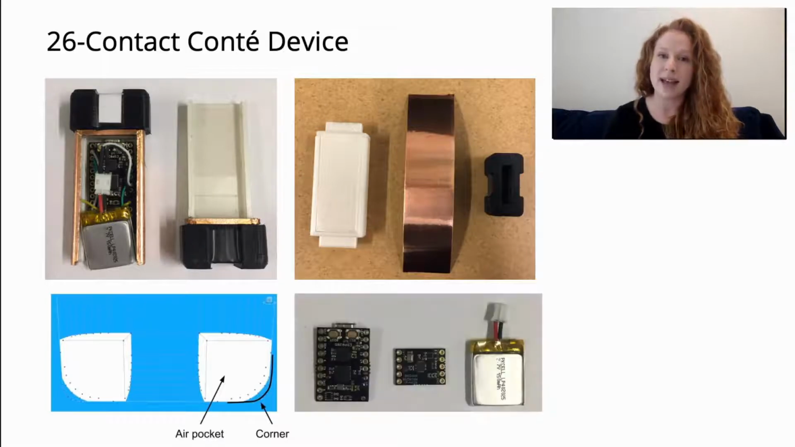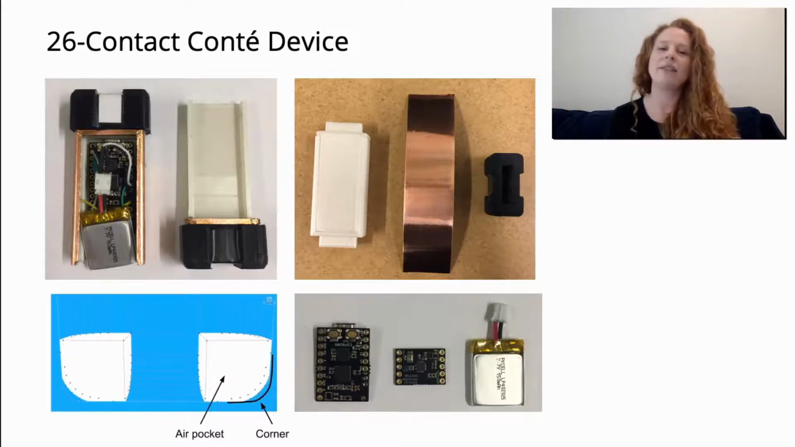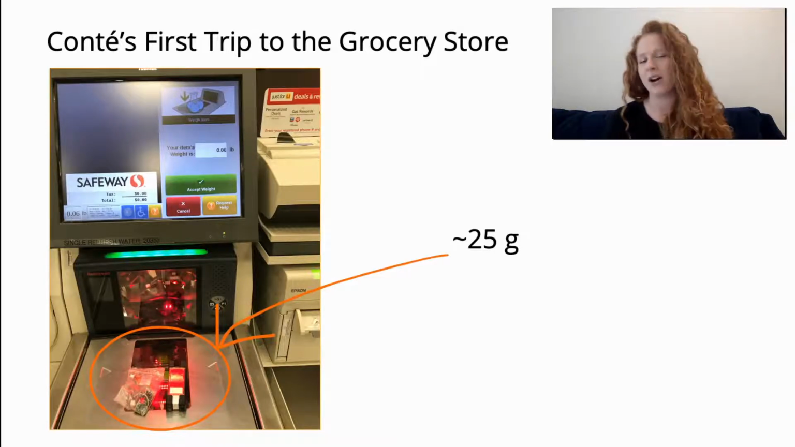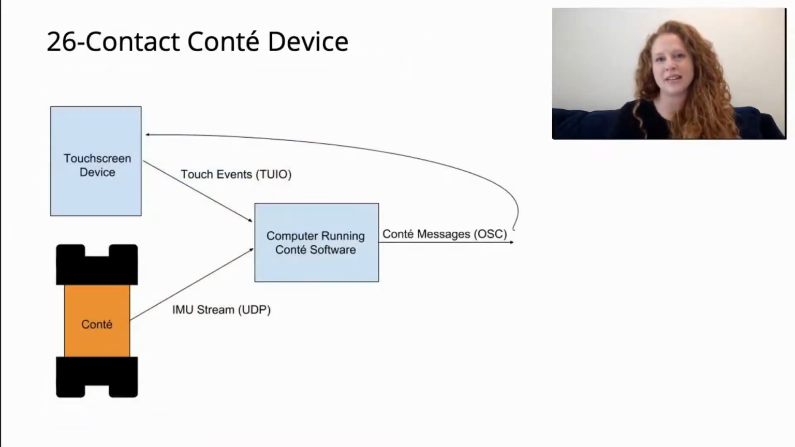Then we put hardware inside the device. We have an IMU that tells us the angular position of the device, and that is attached to a microcontroller with Wi-Fi capabilities so that those angles can be sent over to a computer. And then there's a small LiPo battery inside the device so that it's completely wireless. Now, we were so proud of our conductive Conte prototype that we took it to the grocery store to weigh it, and we found its weight is comparable to a standard stylus, which is 21 grams, and Conte weighs 25 grams.